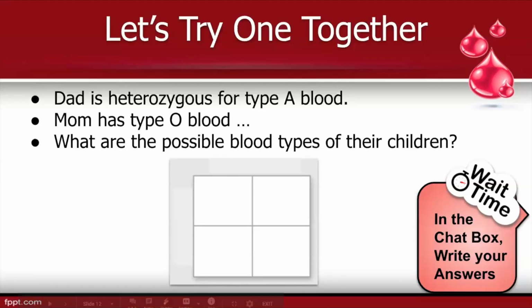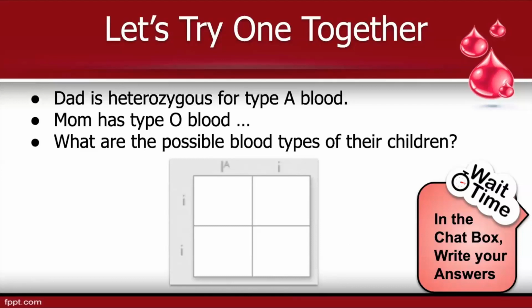I'm going to pull up my chat box and I'm looking for some answers in my chat box for the next couple of slides. So if you do the Punnett square, what blood types do the children have? So first you'd have to figure out dad's genotype. If he's heterozygous, it means he has a dominant and a recessive allele. If you figure out mom's genotype, she's type O, which is recessive. The only way you can show a recessive gene or trait is to be homozygous recessive.